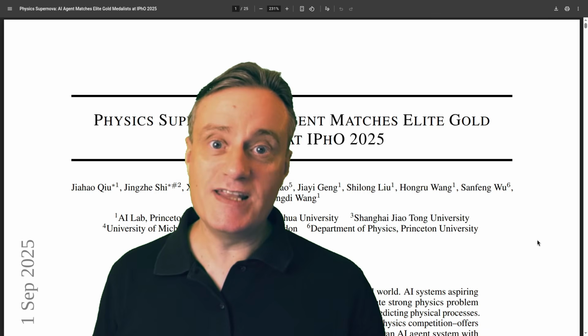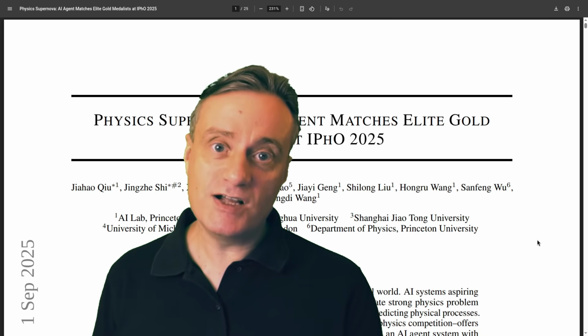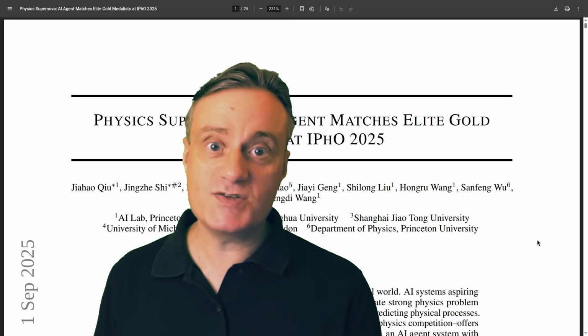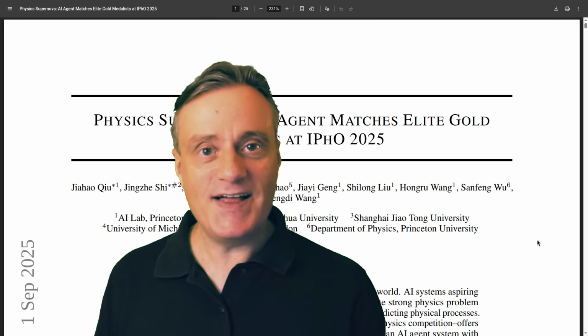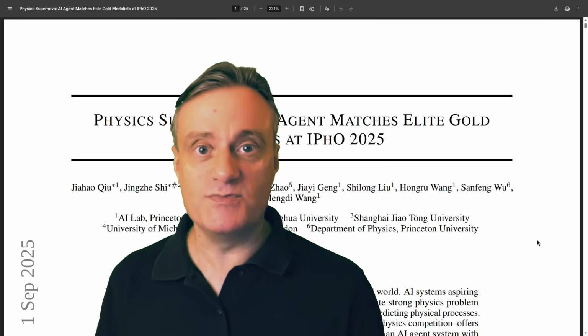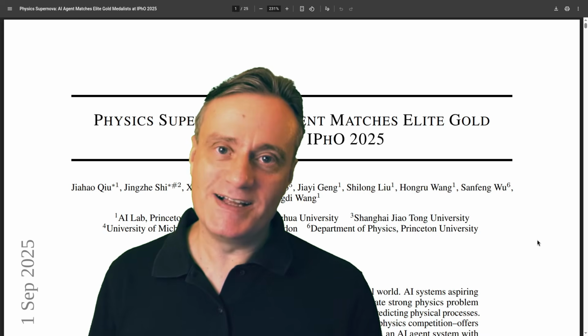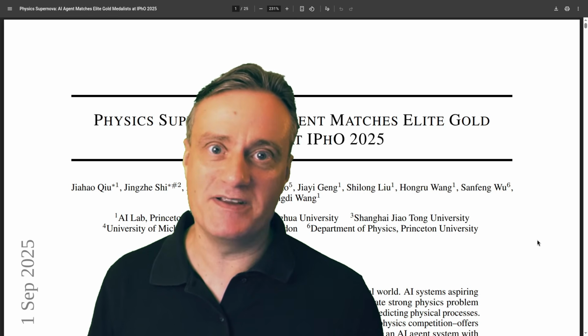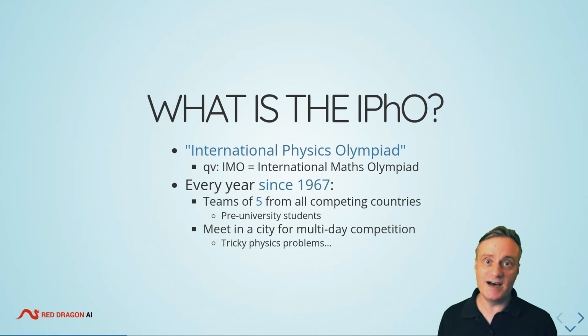So just to show the level of achievement we're talking about, I'll show the three main physics questions that were being answered, and then explain the agent system which they built, and along the way, I'll talk about my own Physics Olympiad experience. Okay, so what's the IPhO?